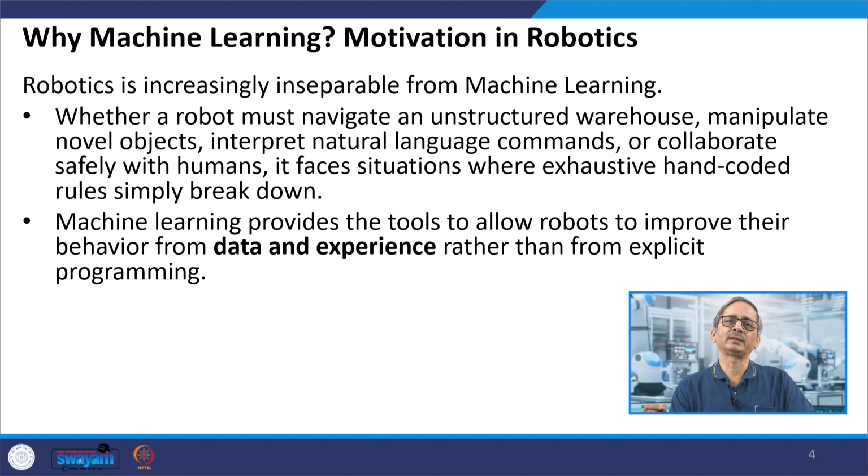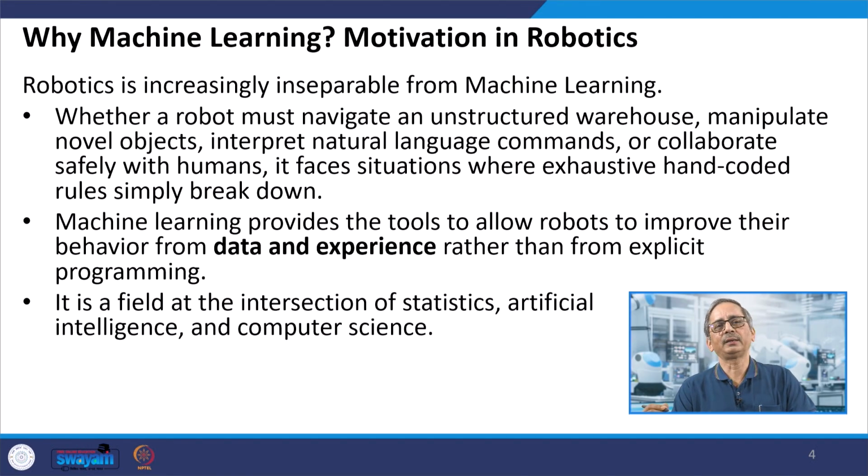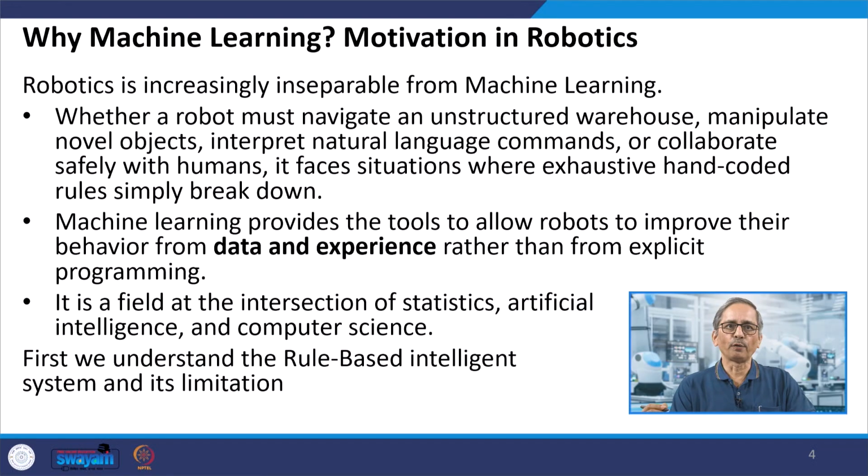You see, machine learning provides the tool that allows the robot to improve its behavior by using data and experience, rather than explicit programming. In the introduction week of this course I also introduced this topic to you, so that is much more basic, and here we are seeing the further details of that. Machine learning is a field at the intersection of statistics, artificial intelligence and computer science. First we understand the rule based intelligent system and the limitations of such a system.